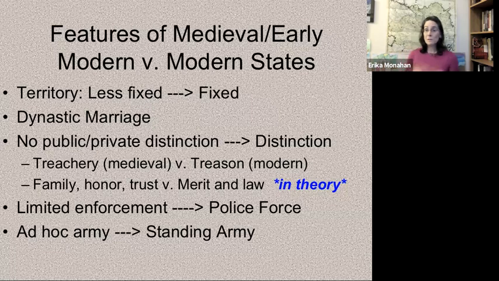Other differences between pre-modern and modern. Well, states had much less capacity in the pre-modern age, and so they didn't do much in the way of enforcement. They had armies, but not so much of a police force. Modern states are characterized by having much greater police forces.